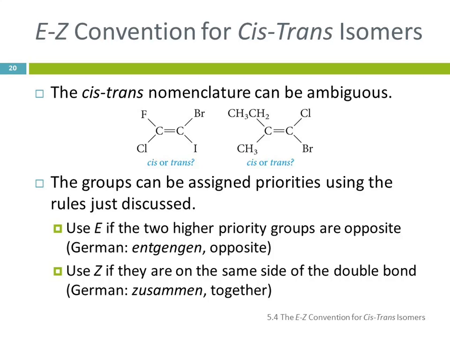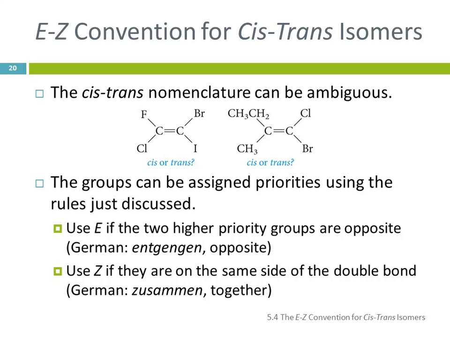Before, if there were two the same and they were on the same side, it was cis. If they were on opposite sides, it was trans. But a molecule like this, we can't decide. And this one as well. There are not two identical groups anywhere. And so then we're going to use these rules for assigning priority to decide how to look at that.